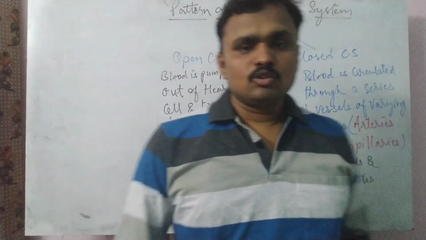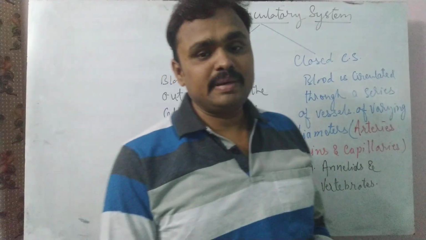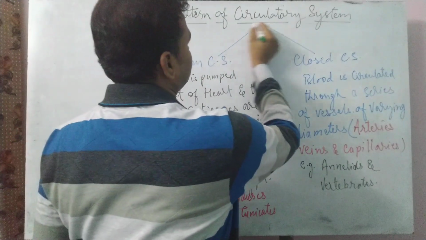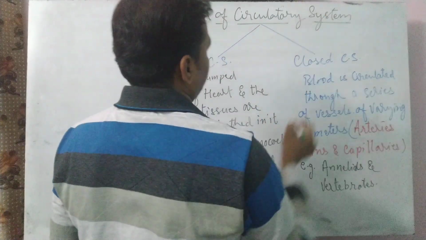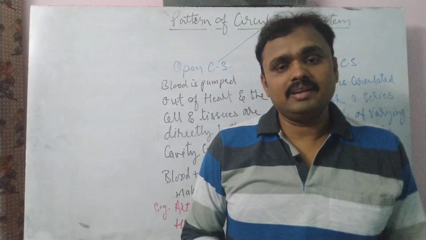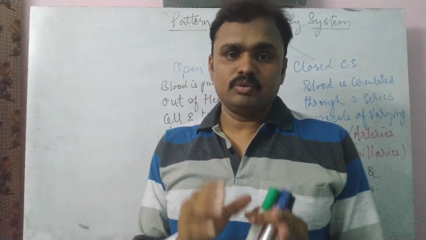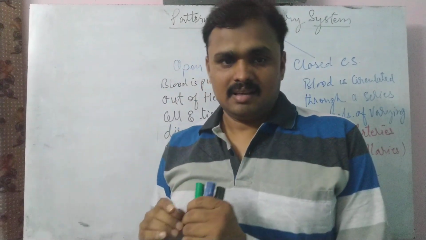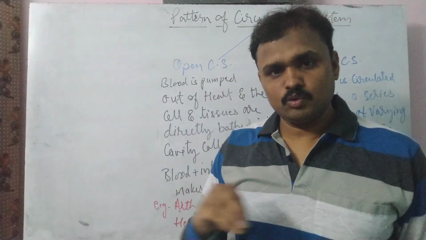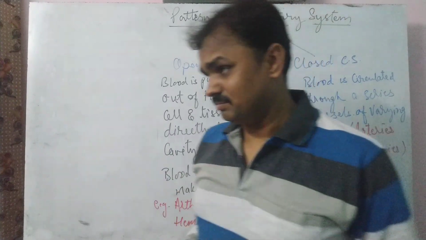After discussing the pattern of digestive system, the next basis of classification is the pattern of circulatory system. It is very important because the blood has to reach every tissue and every cell, and it is the medium to transport nutrients, transport gases, and for gas exchange and everything.